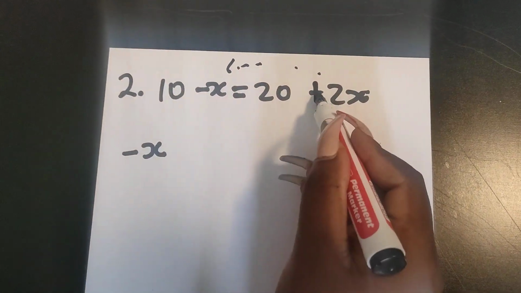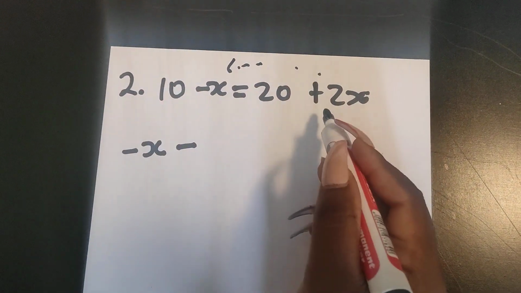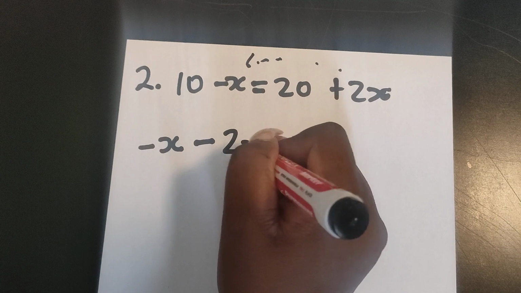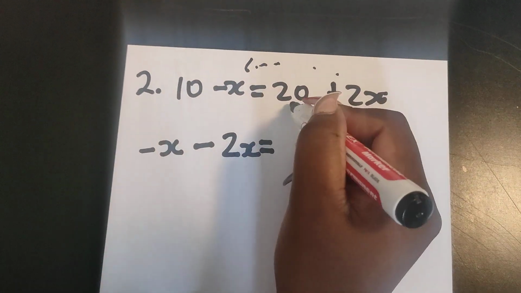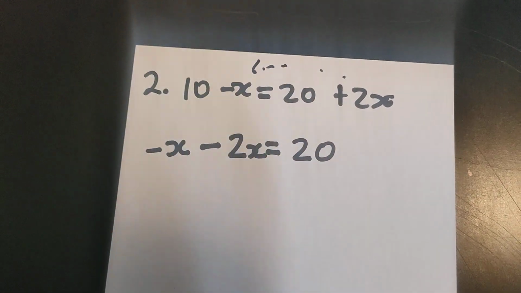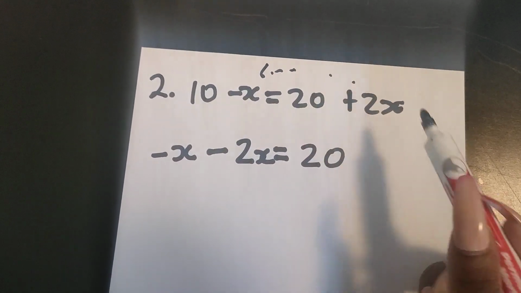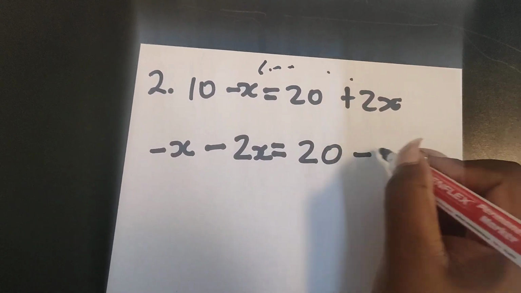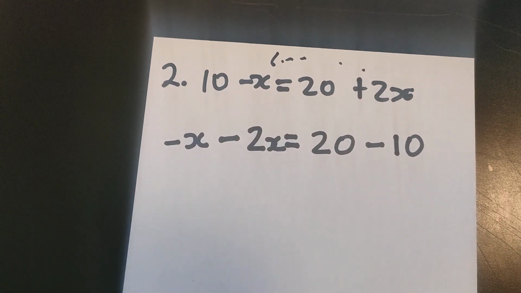And then when we bring it to the left, remember the sign changes. So it's positive, it's going to be negative 2x, and then equal to, we're going to bring this 20 down, and then we have a 10 here, but the 10 is positive, so we're going to bring it to the right-hand side, which is going to be negative 10. So okay, cool, that's what we have so far, right?